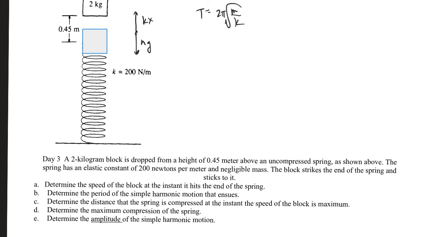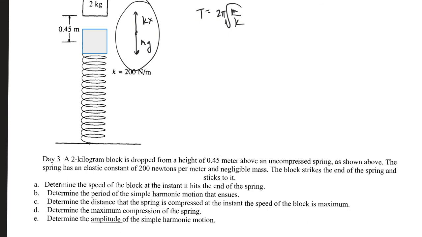The amplitude is going to be some distance where it oscillates back and forth across the equilibrium position. So when you did this, you found the location of the equilibrium position. So you're going to use that for the rest.